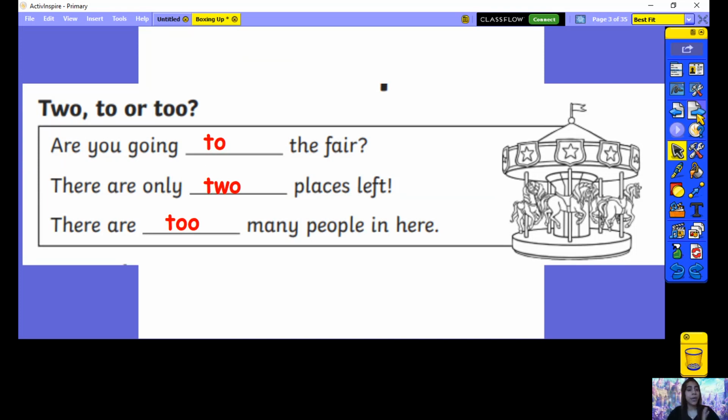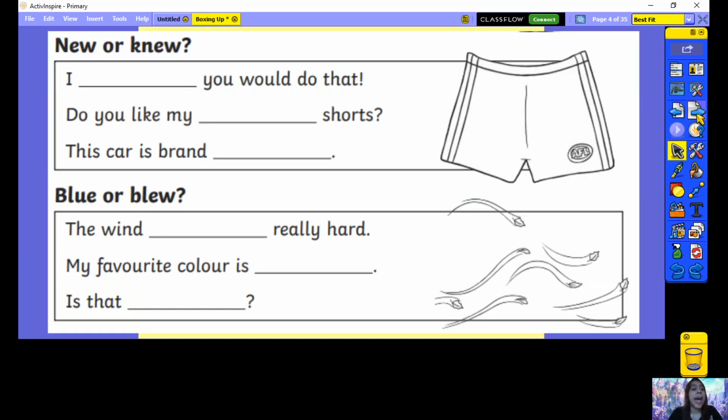Okay, so just like before, I would like you to write 1, 2, and 3. And now we are going to look at 'new' or 'knew'. So 'new' with an N means brand new, never before been used. 'Knew' with a K is the past tense of know, to know something. So again, once you've written 1, 2, or 3, I'm going to read out the sentence and you tell me which homophone you would use. Number 1, I knew you would do that. Number 2, do you like my new shorts? Number 3, this car is brand new.